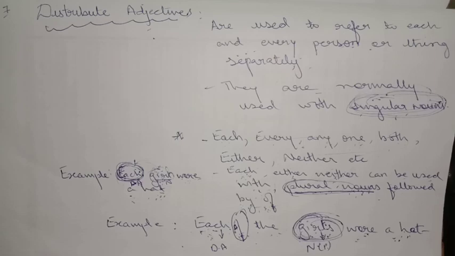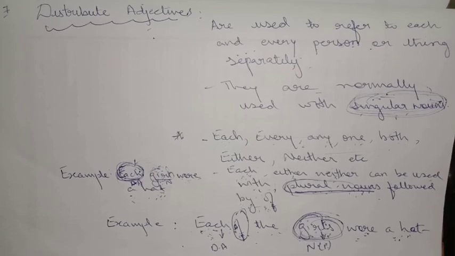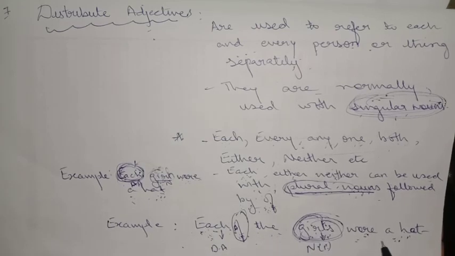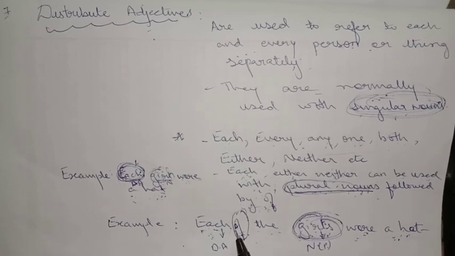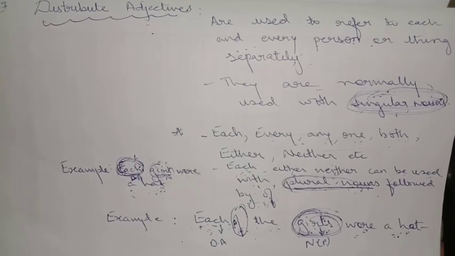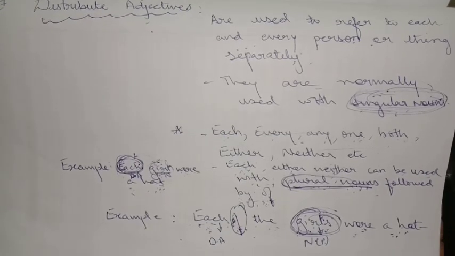Okay? You can use each, either, neither with a plural noun if it is followed by of, right? They can be used with a plural noun if it is followed by of, such as see here, each of the girls wore a hat. So each is followed by of, and this is now a plural noun. Is the concept clear? For more details, just switch on to the video of the adjectives and there you can find it in detail.